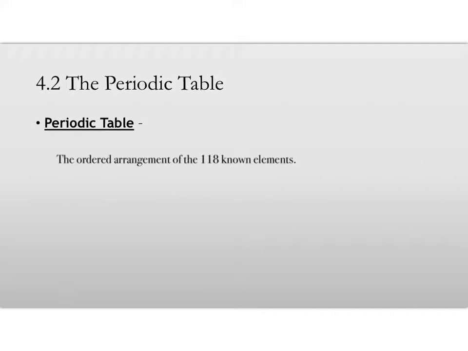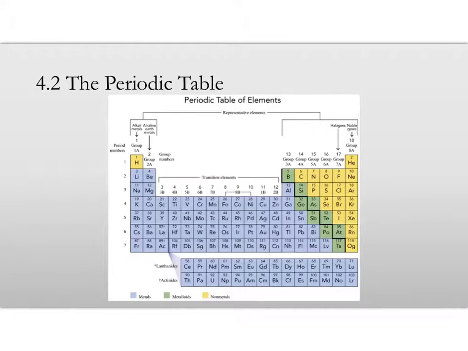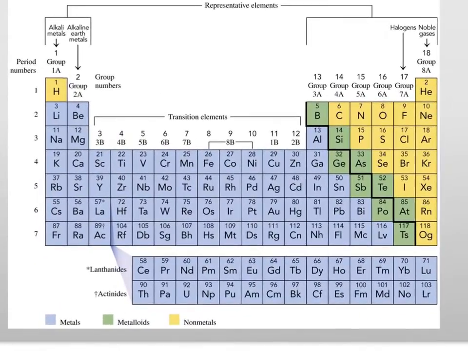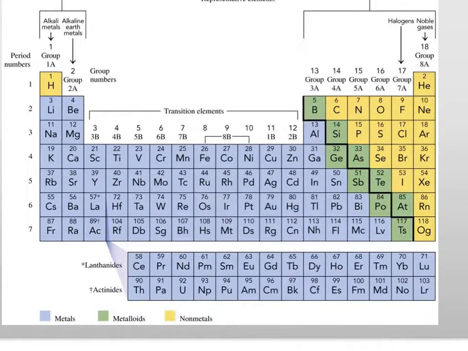So the periodic table, section 2, is the ordered arrangement of the 118 currently known elements. And I'm sure you know what it looks like, but you can see what it looks like here. You can count them all up. There's 118 of them, from hydrogen all the way to oganesson.